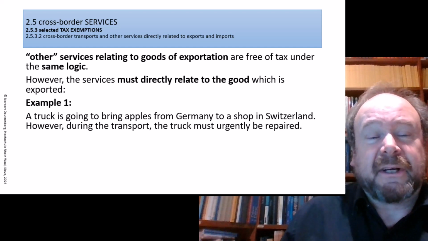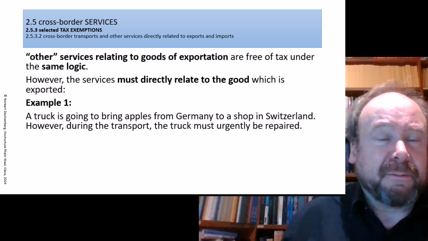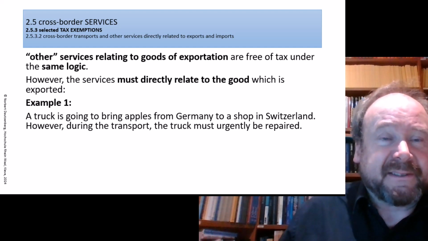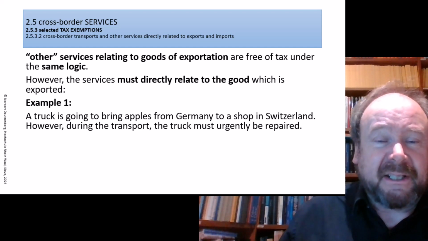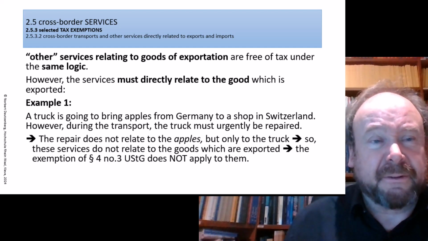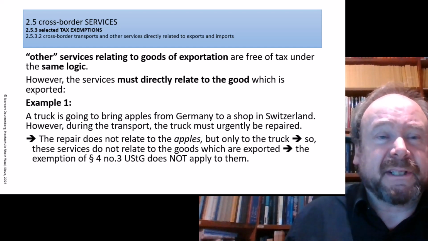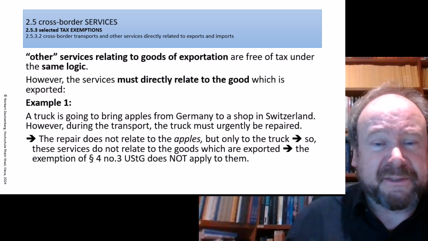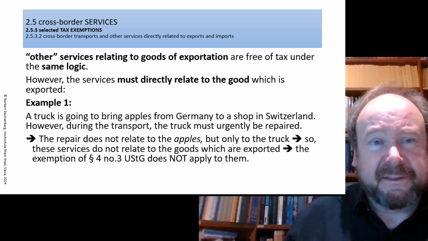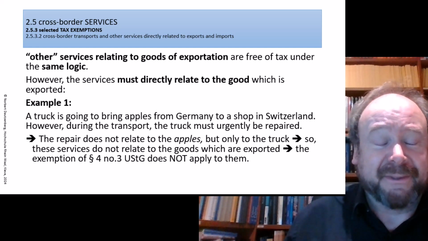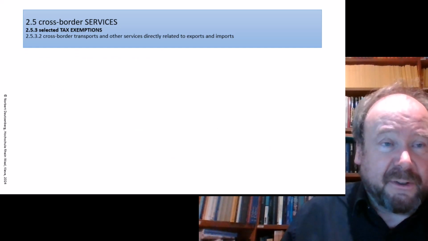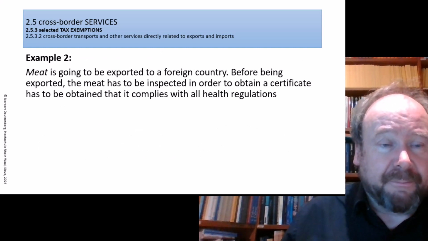So if we have a truck which brings apples from Germany to a shop in Switzerland, and that truck breaks down during the journey and the truck must urgently be repaired, that would not qualify for our exemption, because the repair does not relate to the goods which are exported, these are the apples, but only to the truck. And this is no good of exportation because the truck will come back, and so not tax-free. No application of our rule.